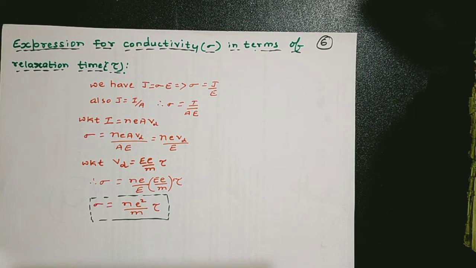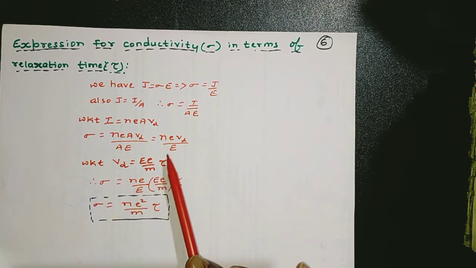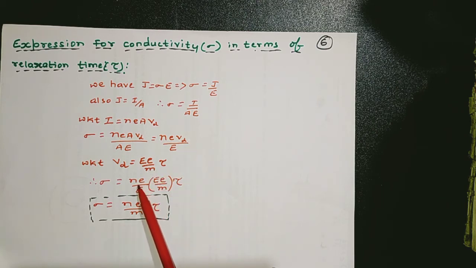Now also we had derived the expression for drift velocity as eE by m into tau, where E is the electric field, small e is the charge on the electron, m is the mass of the electron, tau is the relaxation time. So substituting in the expression for sigma, sigma equals n into e by E into, in place of Vd, I am writing eE by m into tau. So what happens? e into e is e square, capital E gets cancelled. So n e square by m into tau. This is the expression for conductivity of a material in terms of relaxation time.